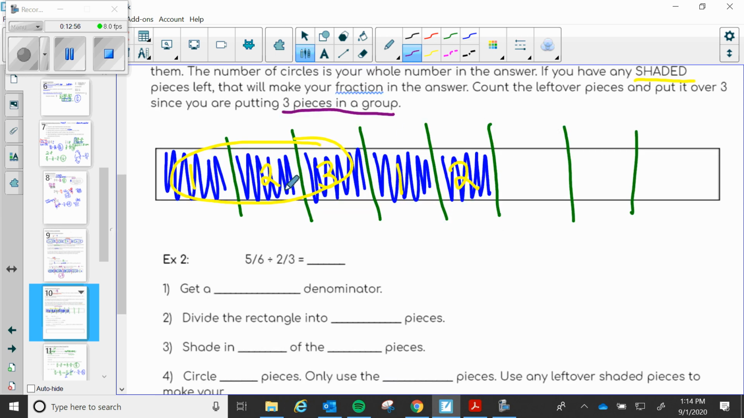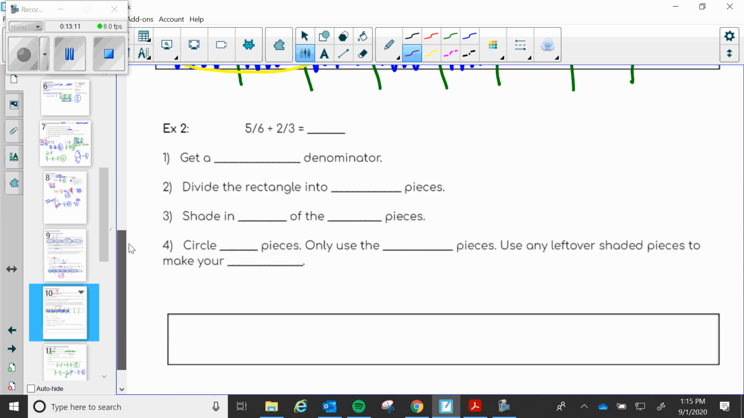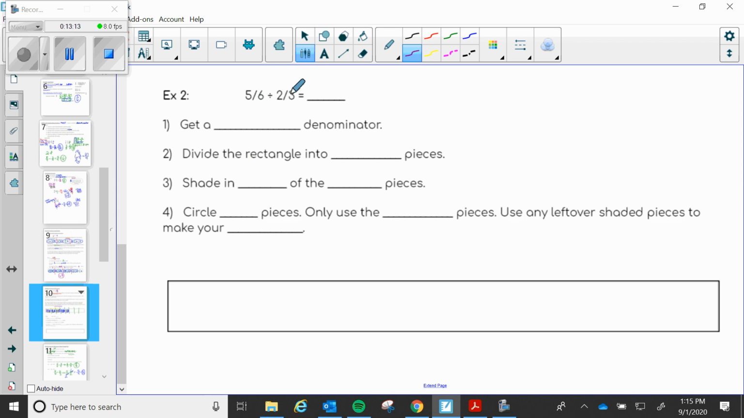So this is what your model should look like. Just remember that the circles are always your whole numbers and the leftover pieces become the fraction that might give you a mixed number. So our second example for fraction divided by fraction, let's go through our steps.